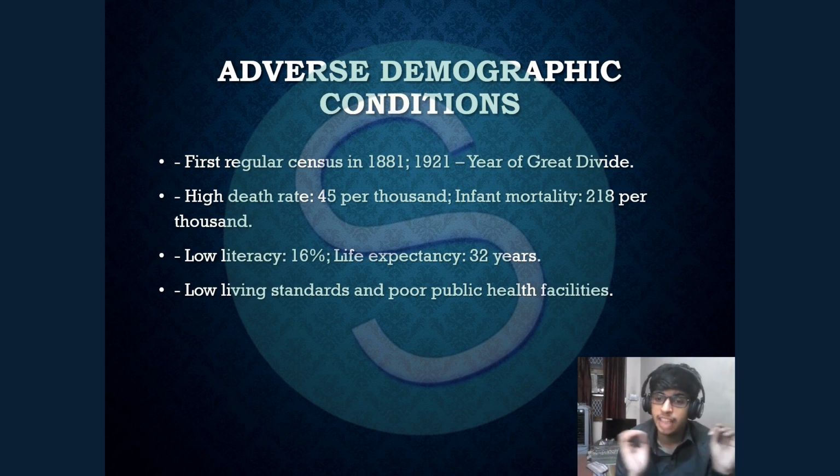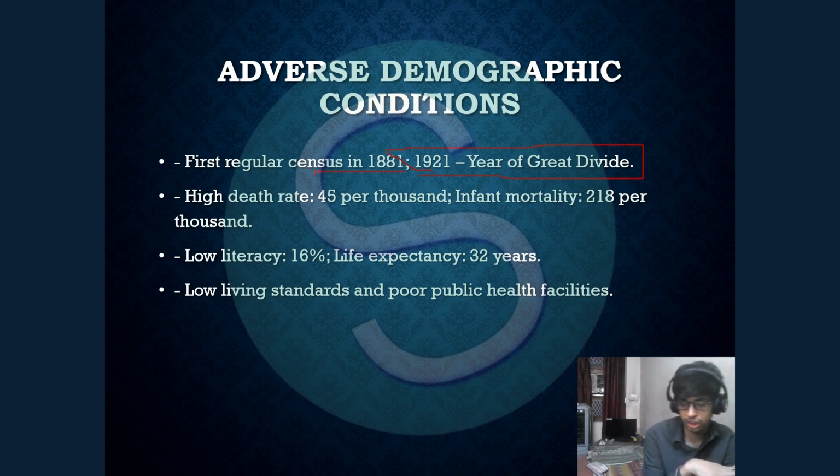So what was the demography at the time of the independence of our country? The first census of our country took place in 1881, as you all know, and 1921 was the year of the Great Divide. What was the Great Divide? From 1921 there was a different pattern of change in the population, and before this year there was a different pattern of change in the population of the country. That's why this year is known as the year of Great Divide. It is a very important topic, so be prepared with this.